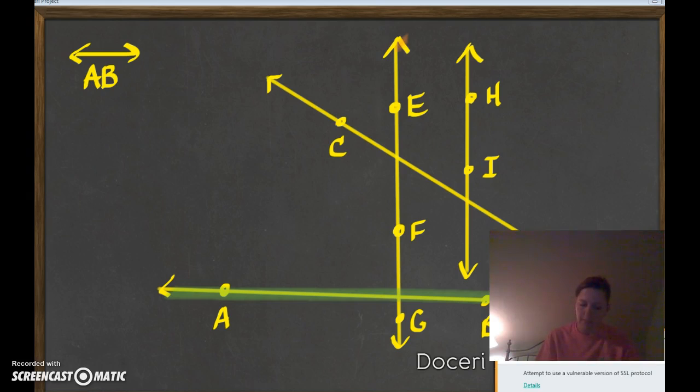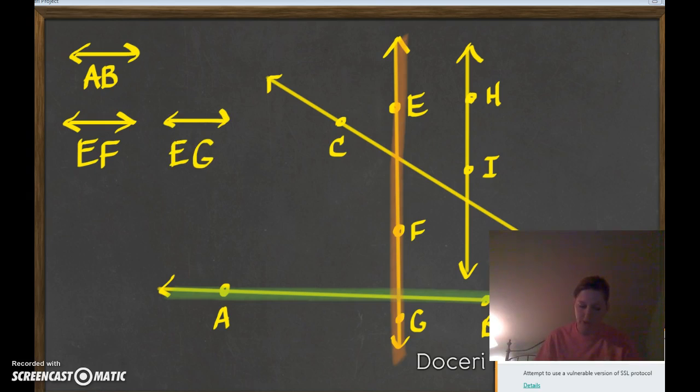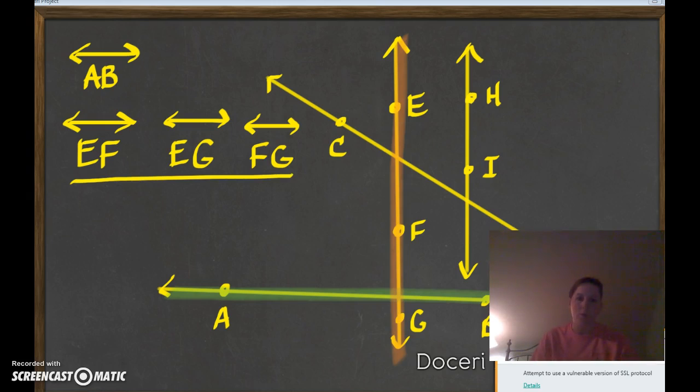Another line would be line EF. I could refer to it as line EF. I could even refer to it as line EG because it also has point G on it. I could also refer to it as FG or any kind of combination with those letters. So all three of these would represent the same line. And then a third line you might identify is right there, line HI.